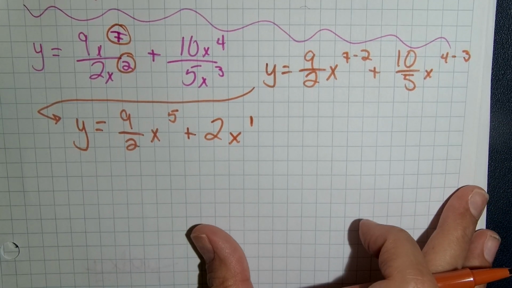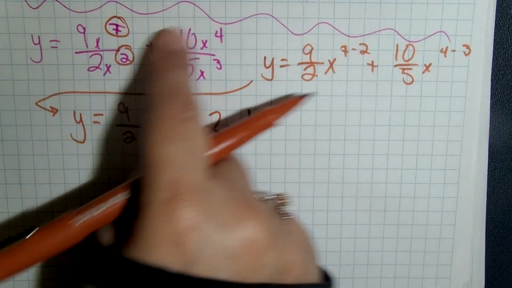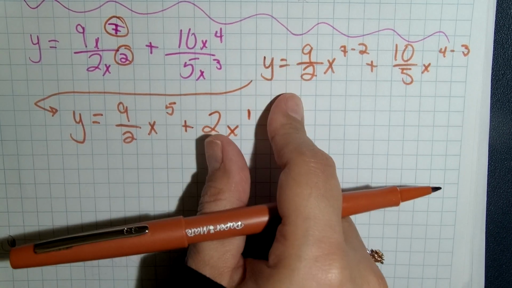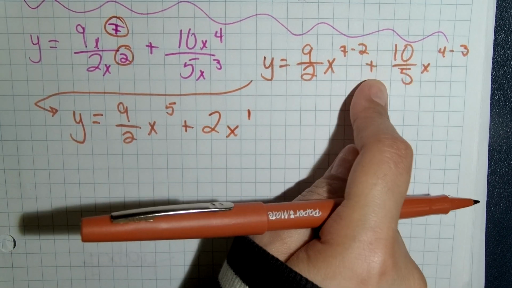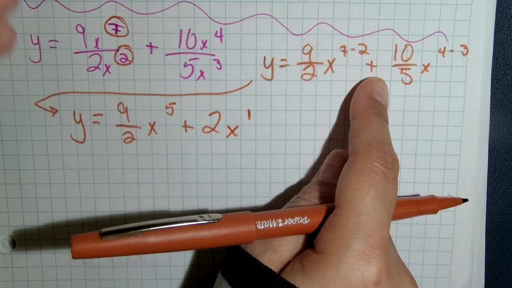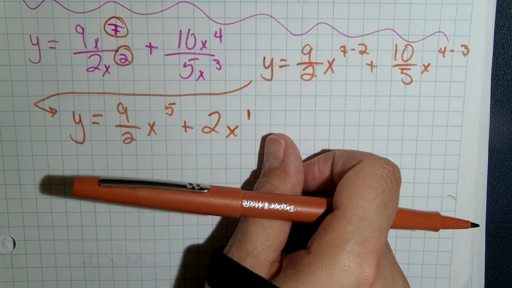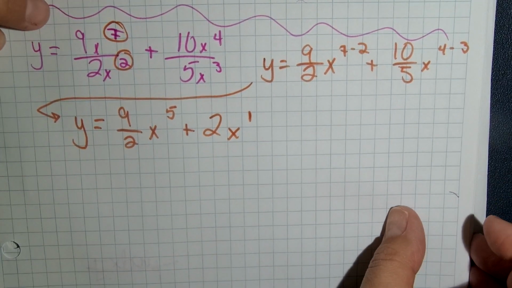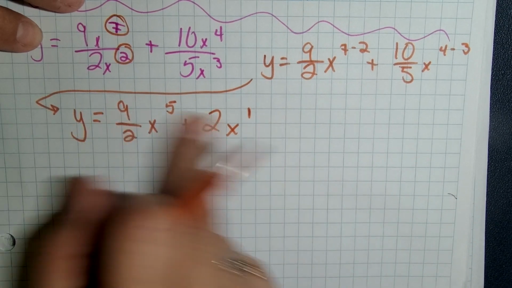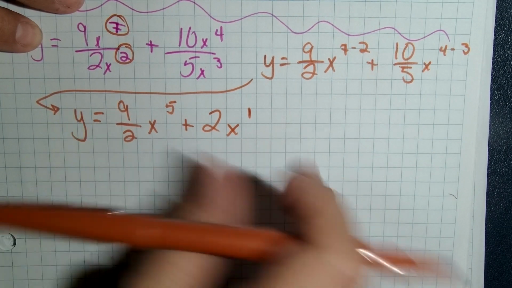Why don't you just divide it down with the 2 first? Because this is a simplified fraction already. I can simplify 10 over 5. Remember, I want simplified fractions, unless I tell you to use decimals. Always simplified fractions. Okay? Again, a lot of students will stop here. No, you need to keep going. This is just you rewriting it.